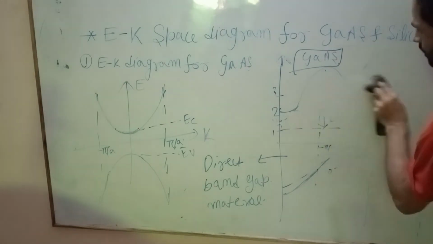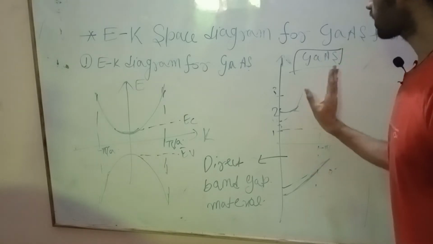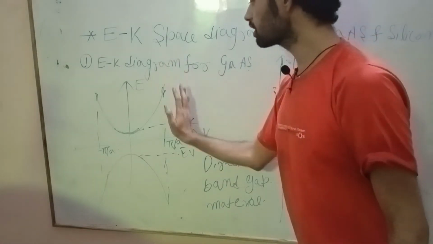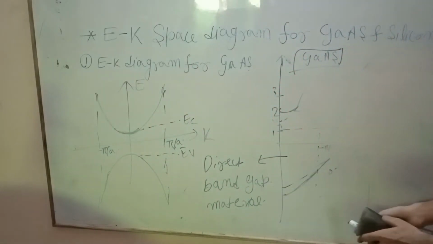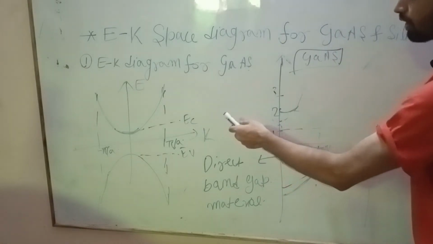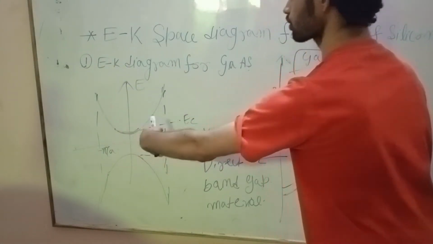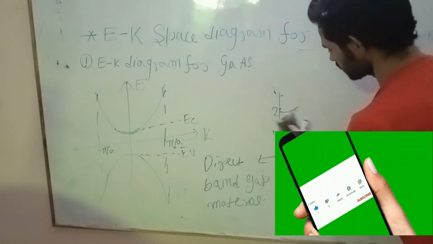Let us see further. This is the E-K space diagram for gallium arsenide. This is the general E-K space diagram that we obtained from the Kronig-Penney model equations during the formation of the energy band. These are the wave functions corresponding to those allowed energies. This is the actual E-K space diagram.